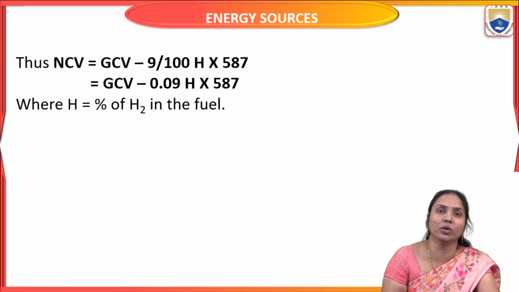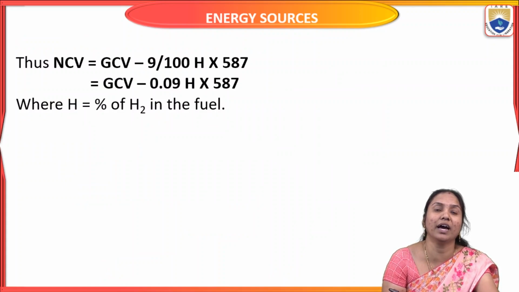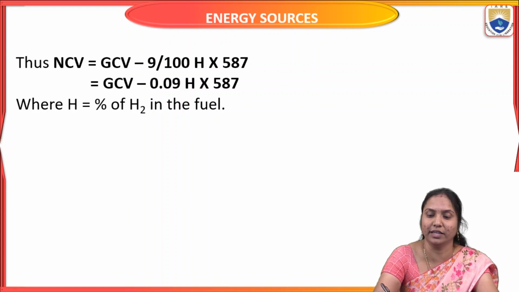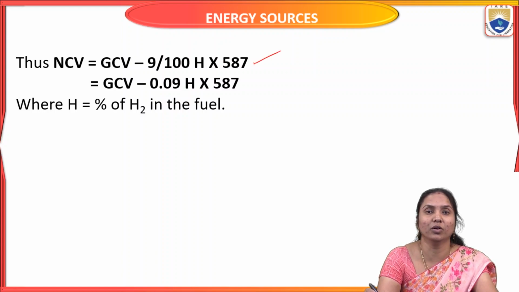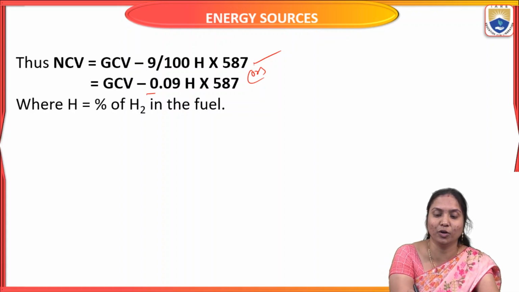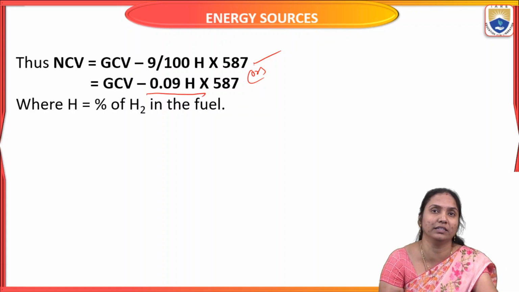So NCV equals GCV minus 9 by 100 H into 587. This is the final formula. Or otherwise, you can write NCV, net calorific value or LCV, lower calorific value, equals GCV minus 0.09 H into 587. Here, what is the meaning of H? It is the percentage of hydrogen present in fuel.